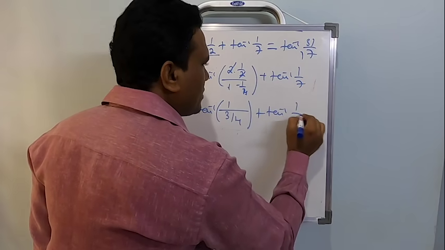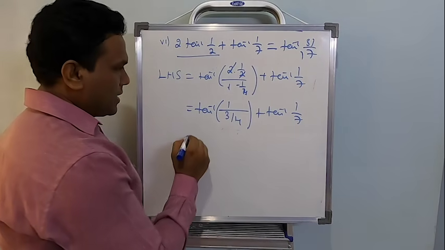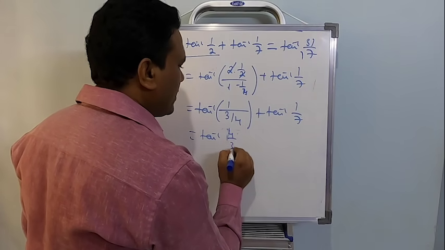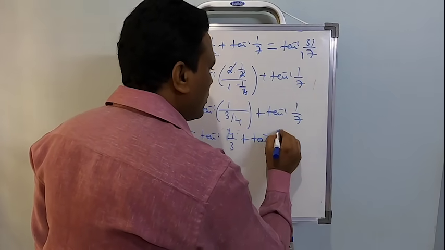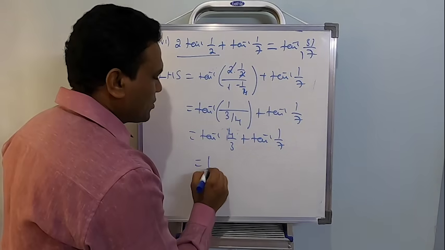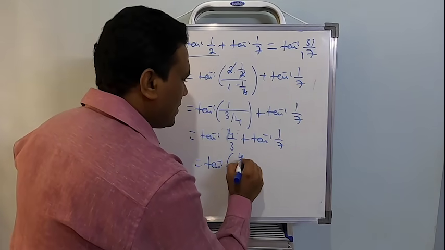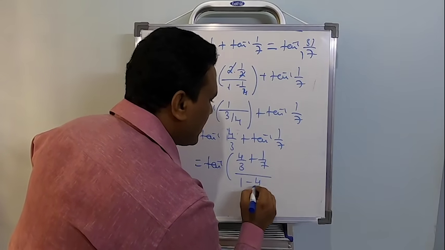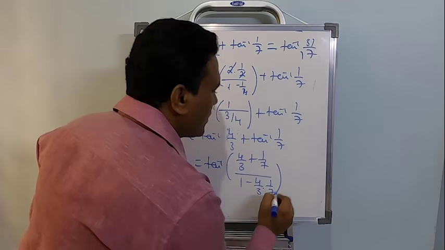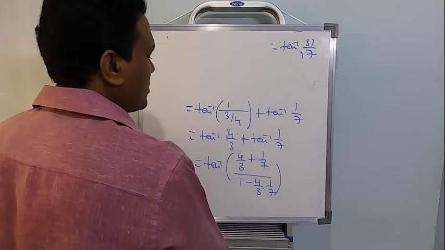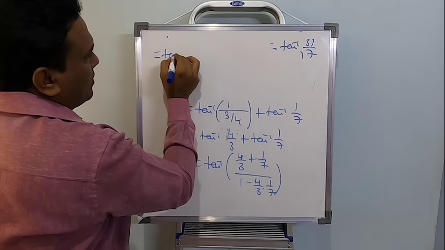Plus tan inverse 1 by 7. So let us further simplify this. This is nothing but tan inverse 4 by 3 plus tan inverse 1 by 7. Now apply the formula of tan inverse x plus tan inverse y, which is tan inverse of x plus y by 1 minus xy. So further simplifying, we should get the right hand side, so I will leave the right hand side there.